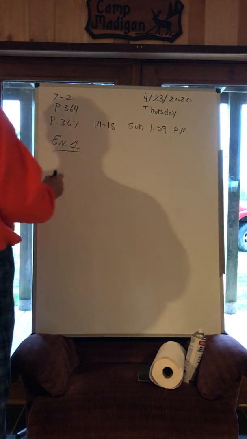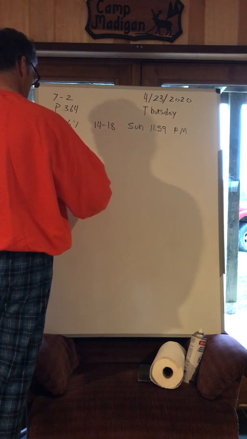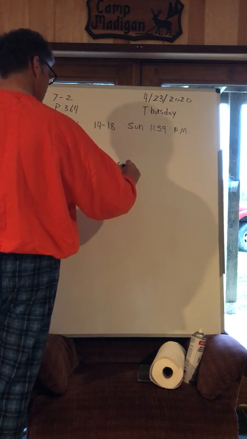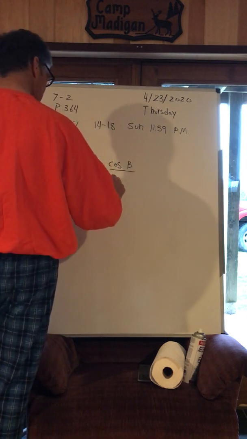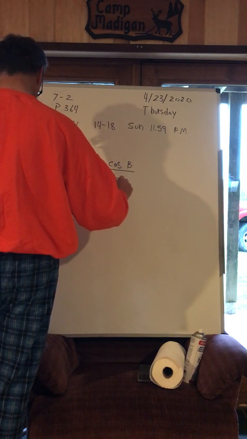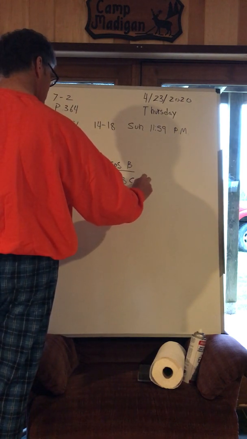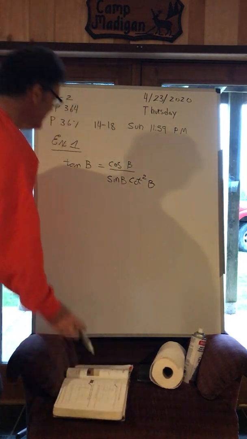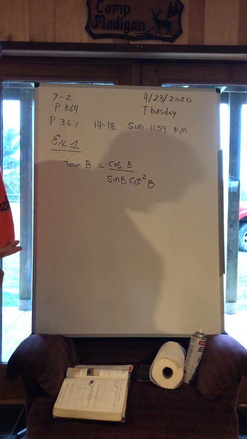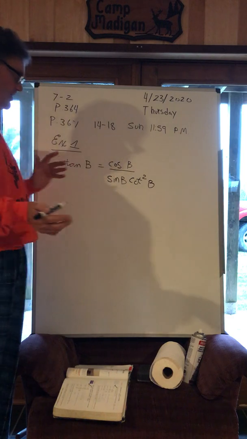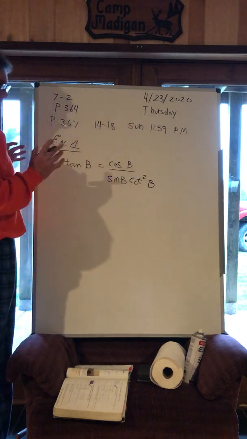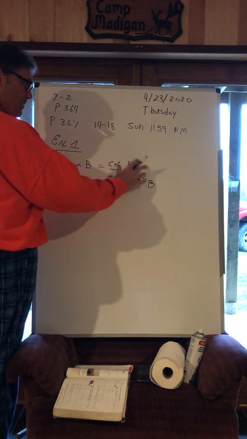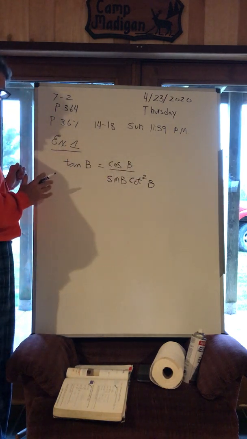It says verify that the tangent of beta equals the cosine of beta over the sine of beta times the cotangent squared of beta. First of all, it doesn't matter if you use an alpha, a theta, a beta, alpha, kappa, delta, psi, epsilon, sigma, it doesn't matter. So these variables are no different. The rules say you got to get the right equal to the left, okay? It's better to try to change the hard to the easy.